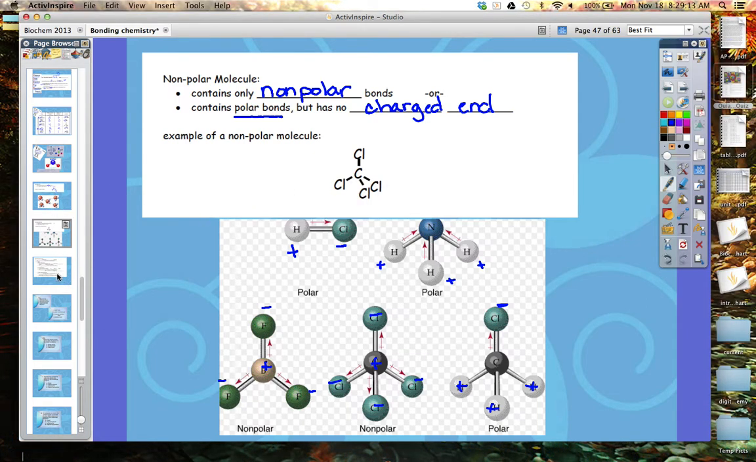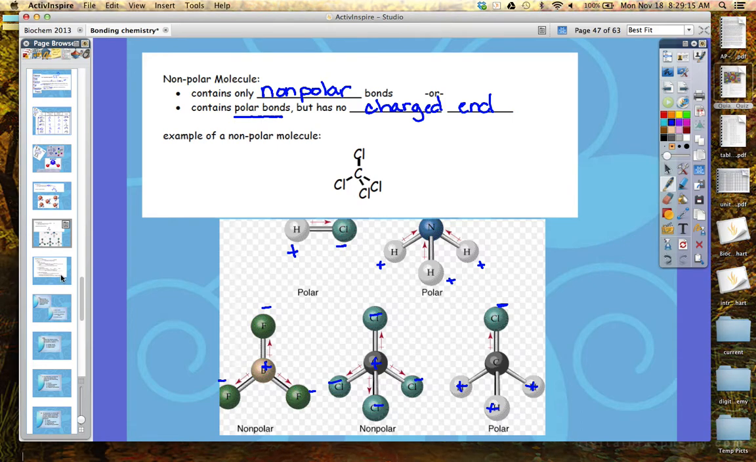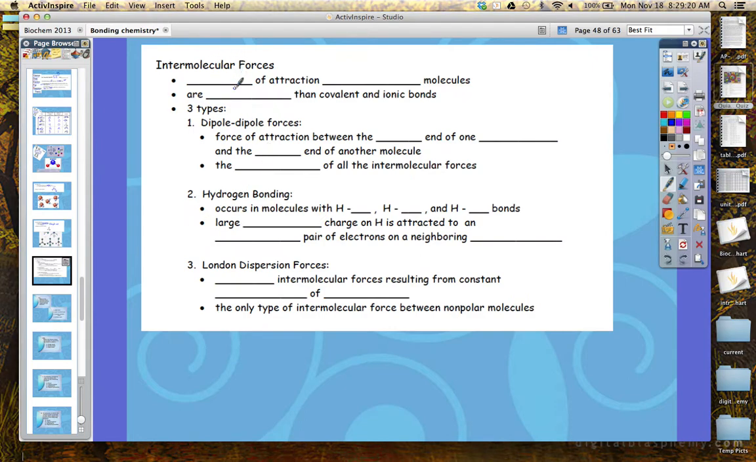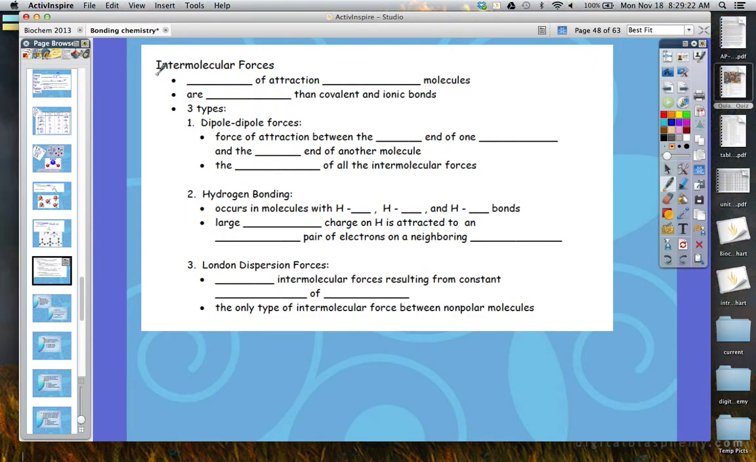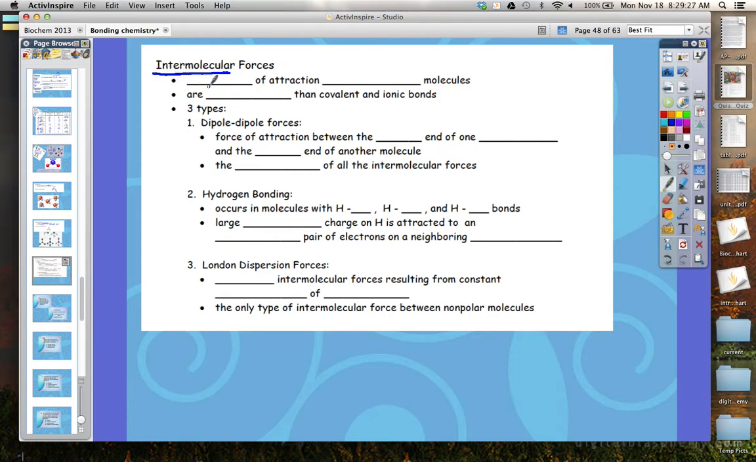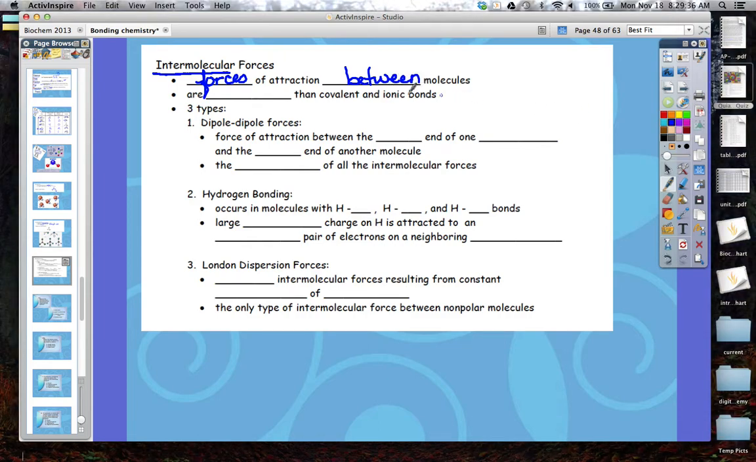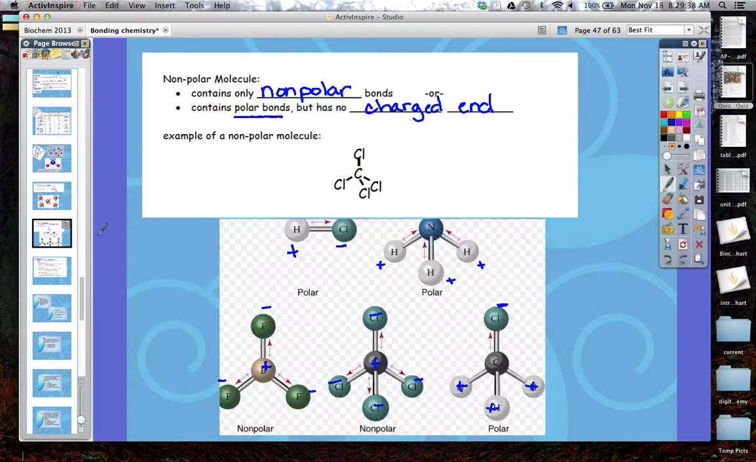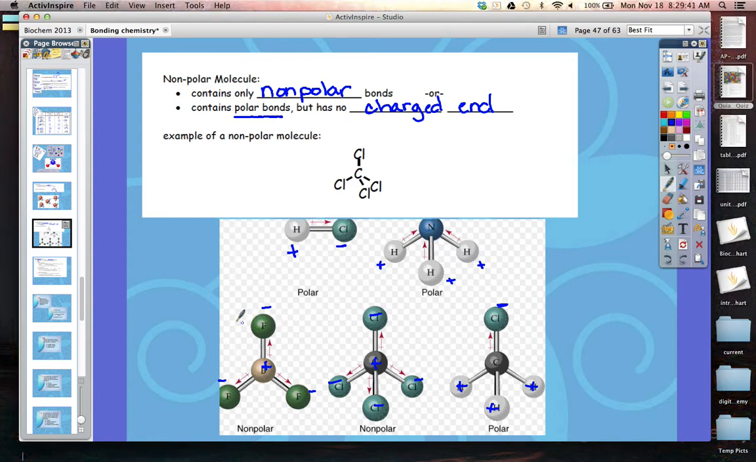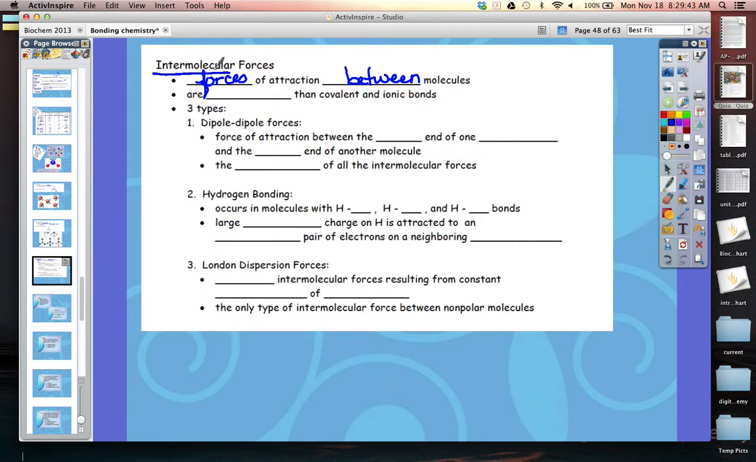All right, so that's just the difference between polar versus nonpolar. And then the last thing is to talk about, other than polar versus nonpolar, some other forces that are within a molecule or in between molecules. Intermolecular is kind of like interstate traffic. Intermolecular means forces of attraction between molecules. So these are not the ones in the molecule. In the molecule would be this. This is within the molecule. That's intramolecular. This is intermolecular because it's between our forces.